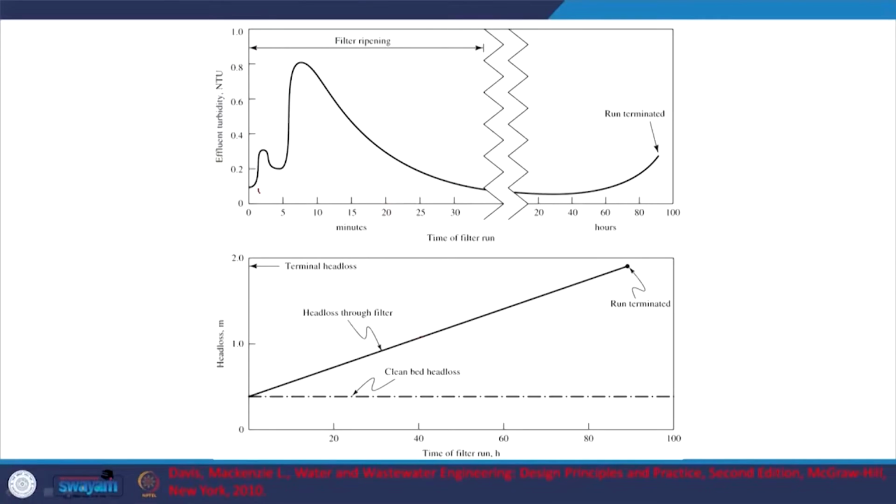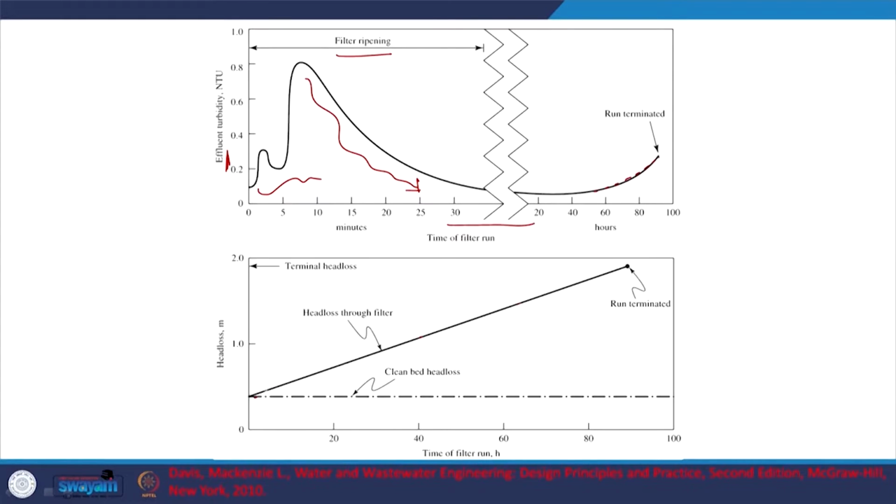Initially performance is not good, but this is required because that will in effect lead to an increase in filter performance during this ripening, right. And after that, for 1 or 4 days, you are going to have good removal efficiency with respect to turbidity, and afterwards again you are going to have increasing turbidity and then the run is terminated.